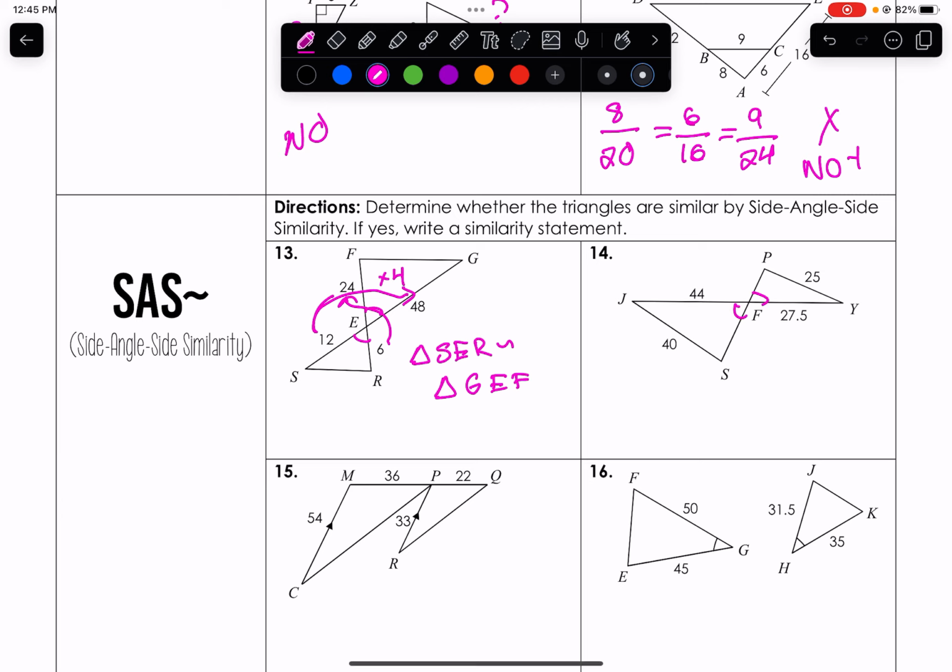So again, we get the angles because of vertical. So we're going to check the proportion. So 0.625. So it is true that 27.5 over 44 is equal to. So we know that triangle FJS is similar to triangle FYP.